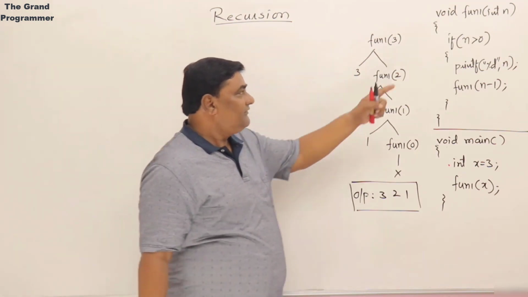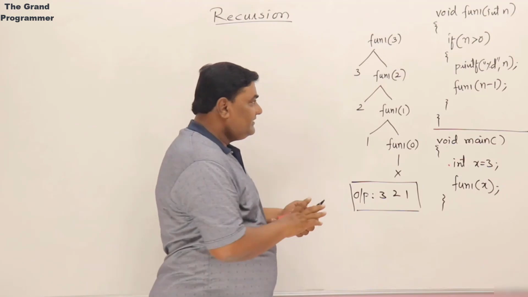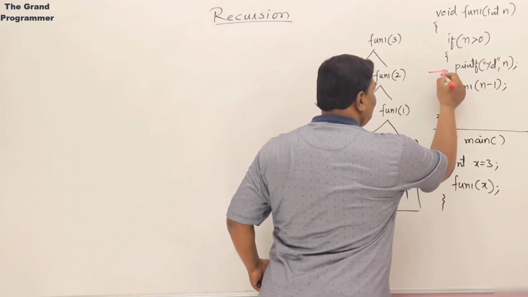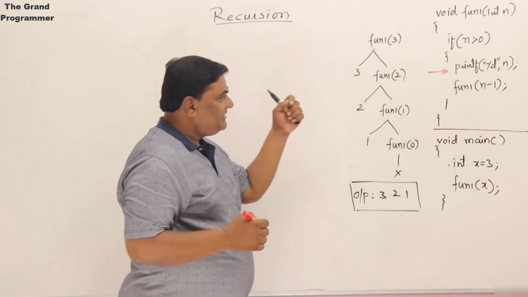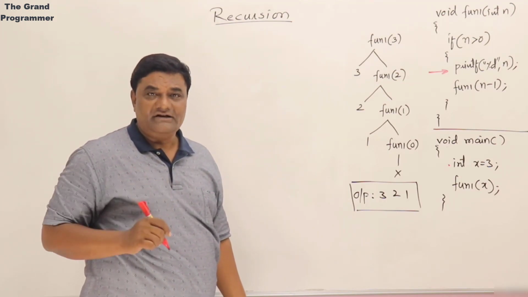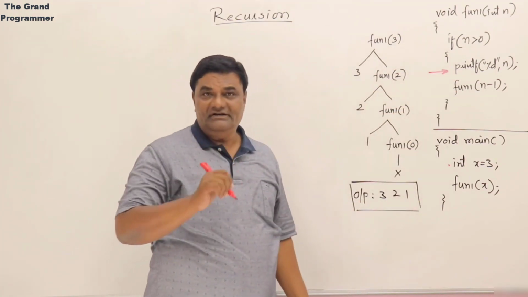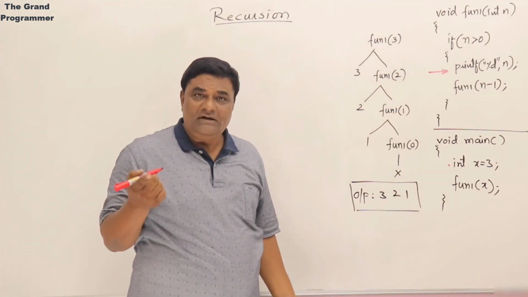Let us see what our function is doing. It's doing nothing, just printing. So it is printing a value of n. How much time does it take for printing? 1 unit of time. How many times is printf written here? Only 1 time. So it is just 1.